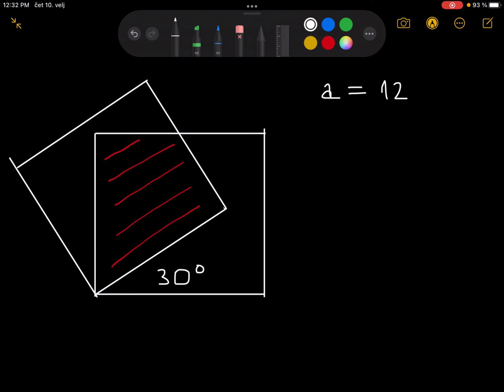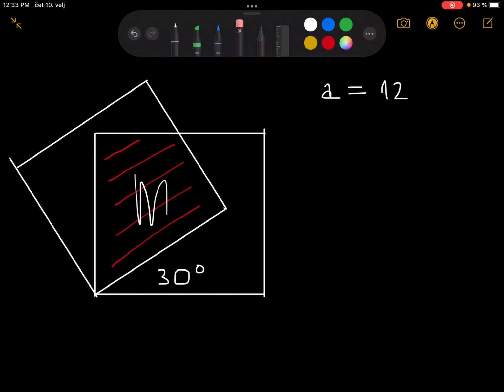So we have two squares. They're not exactly squares here, they're not drawn to scale, but we have two squares with a side length of 12. Both of them have a side length 12, and one of them is rotated counterclockwise by 30 degrees compared to the other. And what we're supposed to do is find the surface area that's marked in red on this sketch.